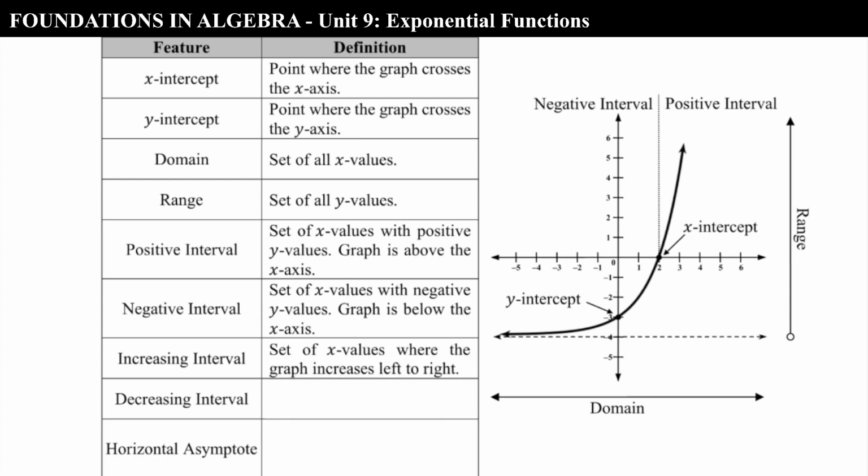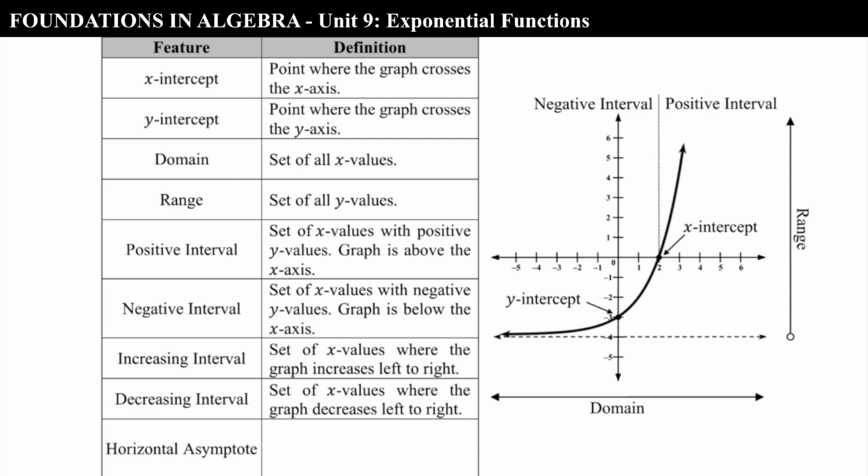Our increasing interval is the set of x values where the graph increases from left to right. So if we start on the left-hand side of this graph and go to the right, it is increasing the entire time. So our increasing interval here will be negative infinity to positive infinity. Our decreasing interval is the set of x values where the graph decreases from left to right. And in this case, it doesn't decrease anywhere, so we would have no decreasing interval.